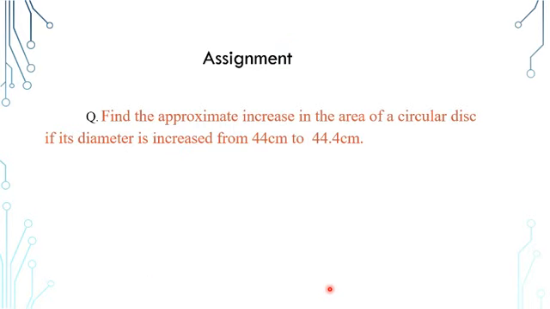So your assignment is to find the approximate increase in the area of a circular disc if its diameter is increased from 44 centimeter to 44.4 centimeter. Here x is 44. Del x is equal to 44.4 minus 44, that is 0.4. Let A be the area of a circular disc, then apply the differential, then apply the values, and you get the final result.